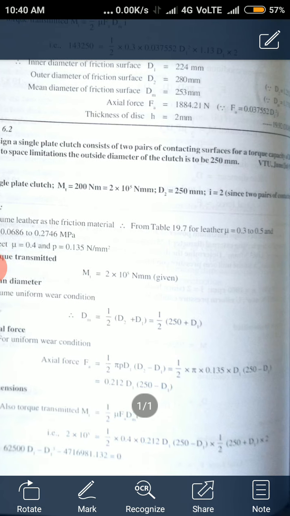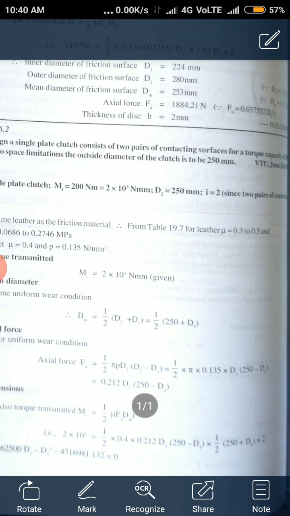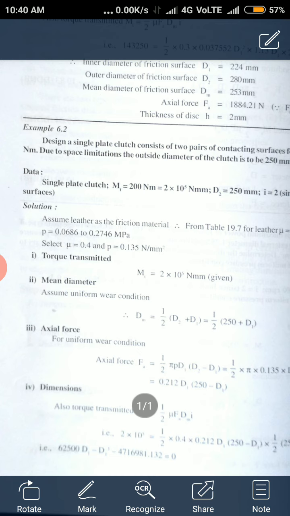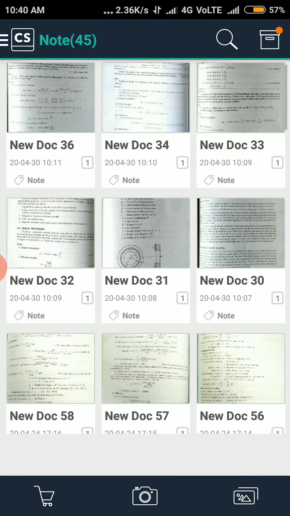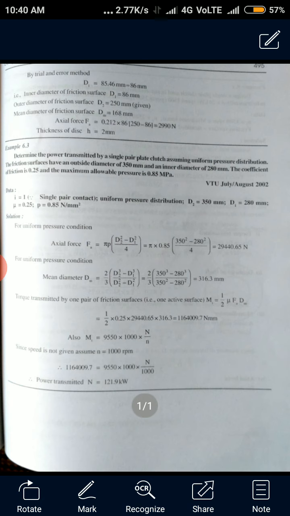Then the torque transmitted equation, which is common: Mt equal to 1 by 2 mu Fa dm into i. Mt you already know, 1 by 2 mu we have taken as 0.4, dm you already know the relation, i equal to 2. Substitute that and you will get a quadratic equation. You can see here 62500 d1 minus d1 cube equals 4716981.132. After solving this you'll get the d1 value. So what is the d1 value? By trial and error, d1 equal to 85.46. Take the next number, that is 86 mm.